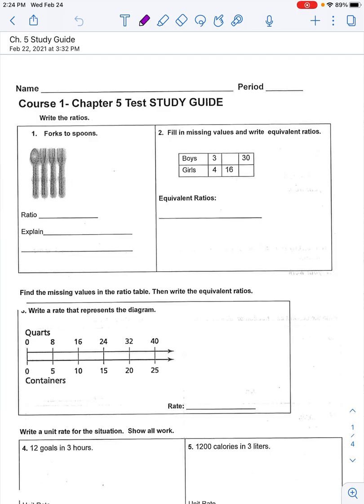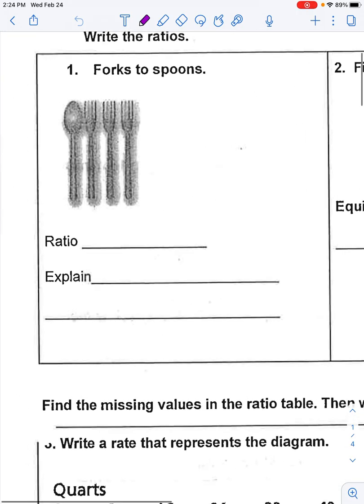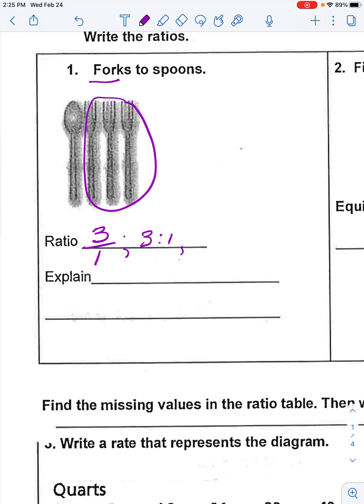Number 1 and 2, we are writing the ratios, okay? We are writing forks to spoons, so the forks have to come first. There are 3 of them, and we will write 3 first. To spoons would be 1, so our ratio would be 3 to 1. As a fraction, with a colon, and with the word "to." So I want you to write it all 3 ways, please.